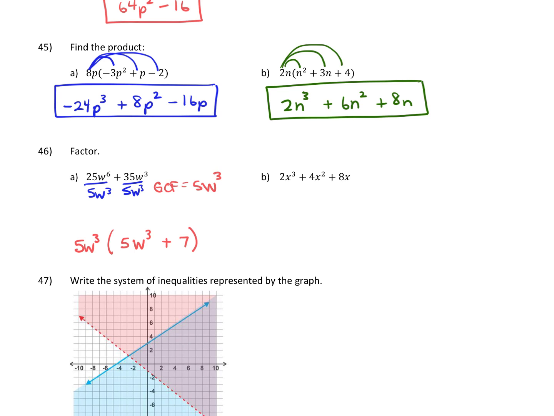Quick check. Inside the parentheses, do these two terms have anything in common? They do not, which means we did a good job finding that GCF. Can we continue factoring 5W cubed plus 7? So if you're asked to factor a binomial, two terms, this will only factor if there is a GCF, which we already factored out. These don't have anything in common. Or if this was a difference of two perfect squares. Well, this plus sign right here is a sum, not a difference. So we actually can't do any more factoring with this. So this one's done.